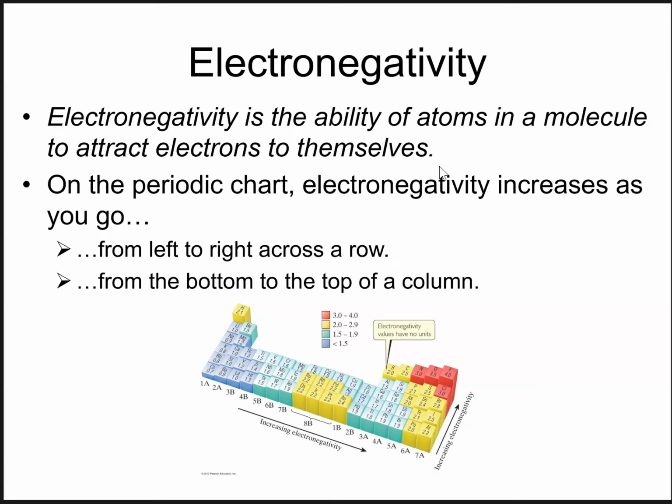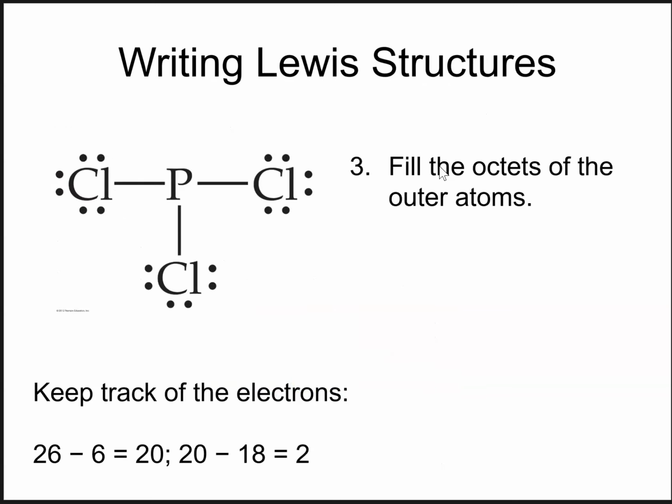On the periodic table, electronegativity increases as you move from left to right, as well as from the bottom to the top. If you remember, fluorine is the most electronegative element, and cesium is the least electronegative element. There really isn't any exception to this trend of increasing as you move up and from left to right. Seeing that phosphorus is less electronegative than chlorine, we draw phosphorus as our central atom.